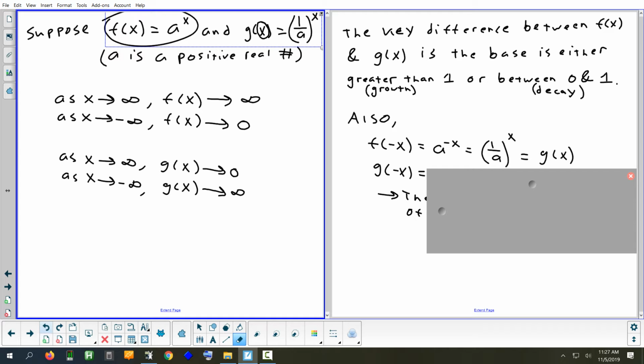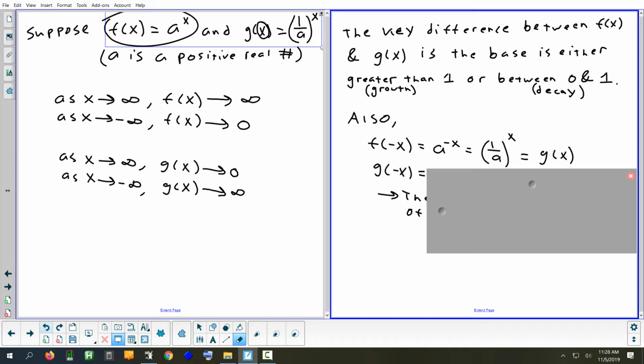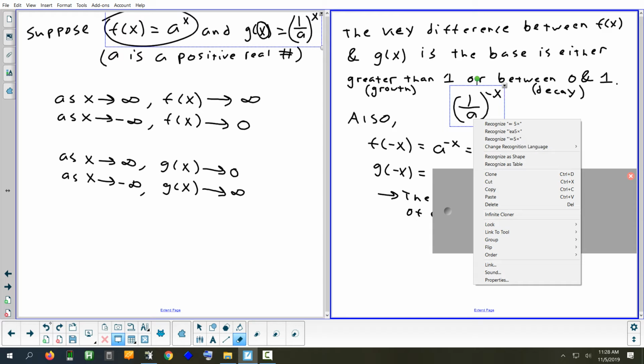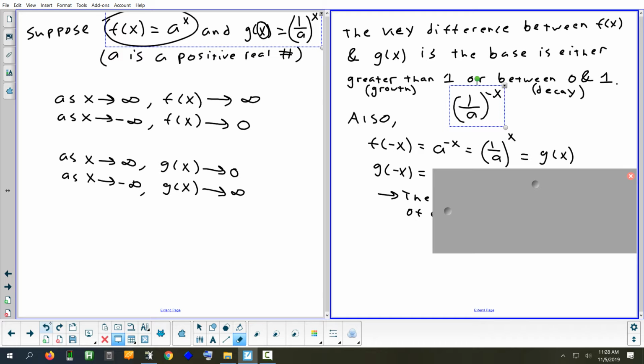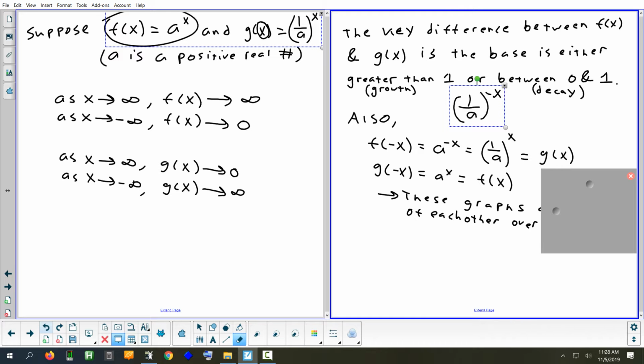How about if you replace this with negative x? What would you start out with? In function g, if you just replace the variable with that, what would you start out with? 1 over a to the negative x. Well, if I write that here, 1 over a to the negative x, when you have a negative, that means to do what to your base? Flip it. So that's really a to the x, which is the other function.